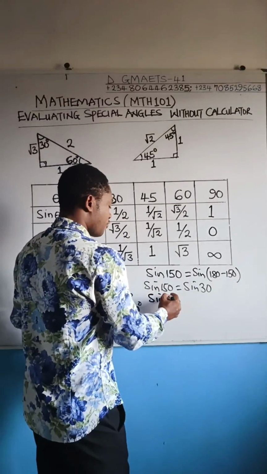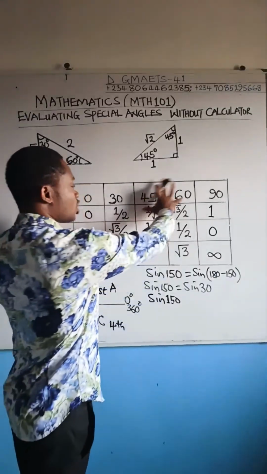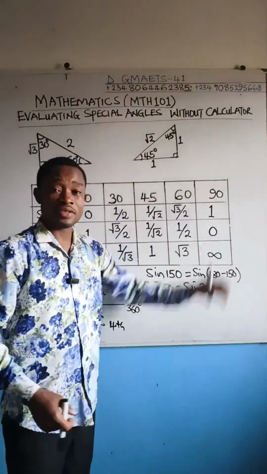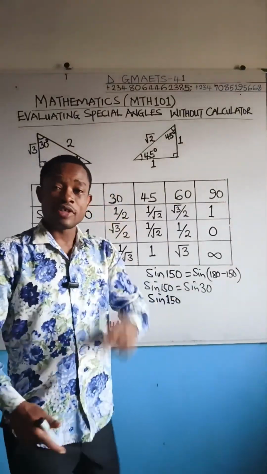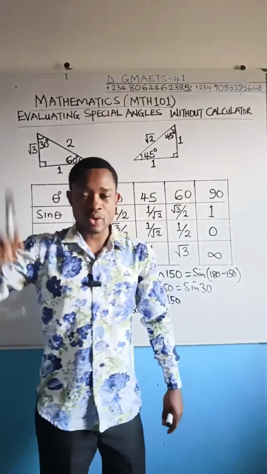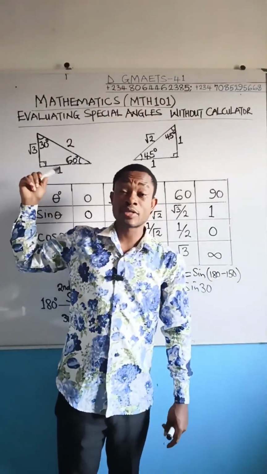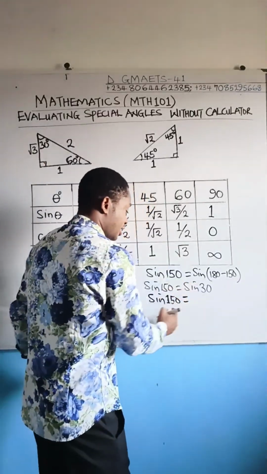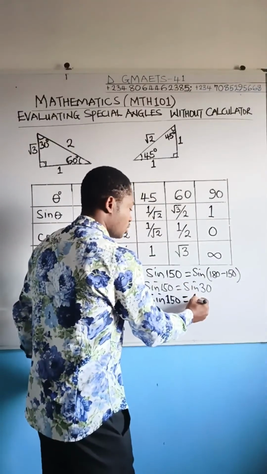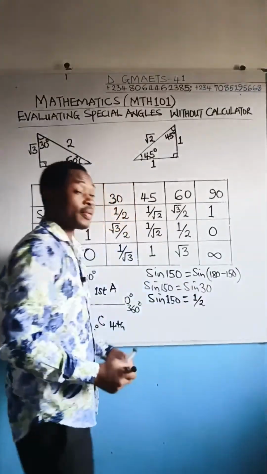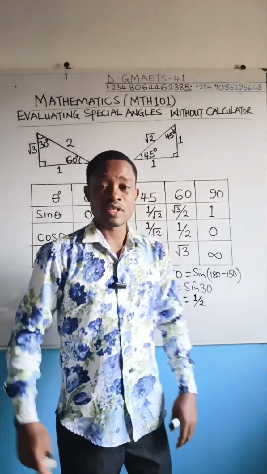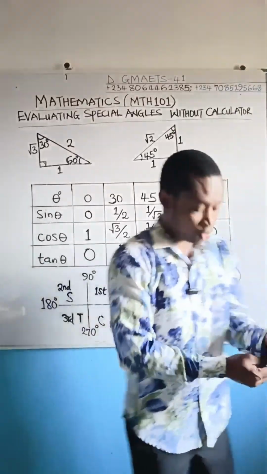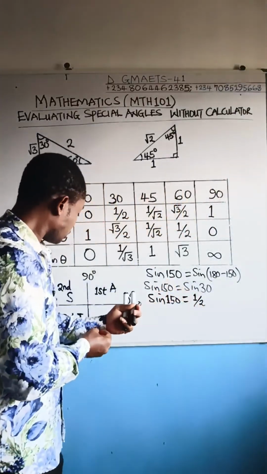We already know from our acute special angles that we've obtained values from 0 to 90. Sine 30 is 1/2, using this right angle triangle. Are you following this right angle triangle? So do your sine 30 there, and you're going to get 1/2. So sine 150, which is equivalent to sine 30, is 1/2, which is the same as 0.5. This is positive because in the second quadrant, sine is positive.